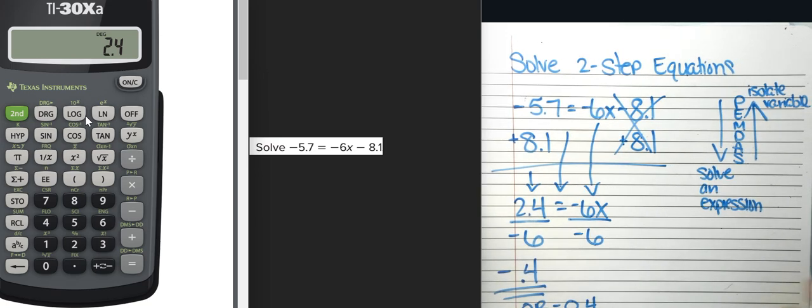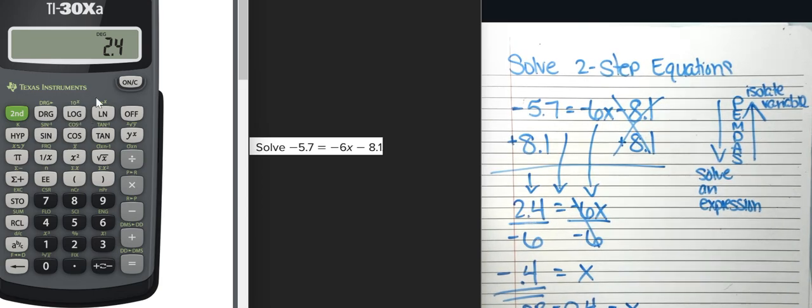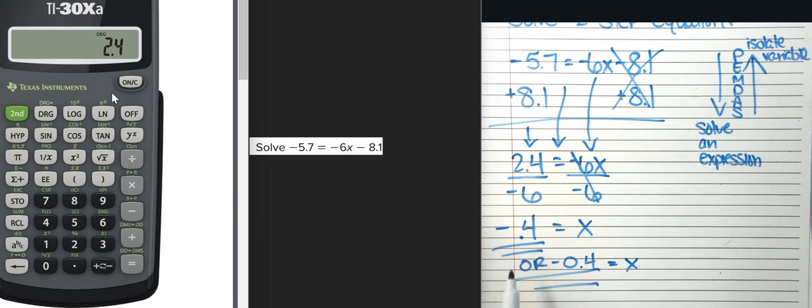The answer for, oh, sorry, finishing off over here. Negative 6 divided by negative 6, that cancels out. And so you're left with x. Okay, so x is equal to negative 0.4 or negative 4/10.